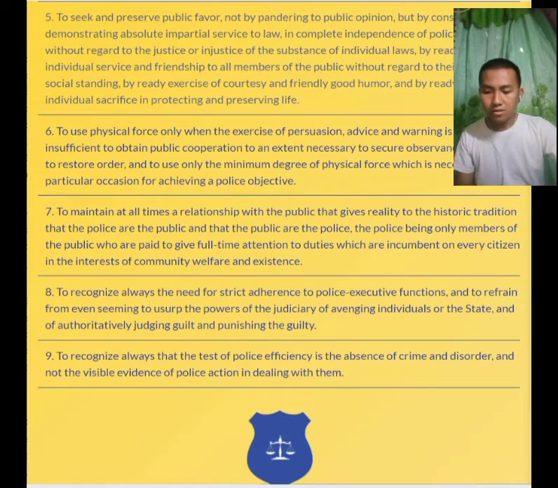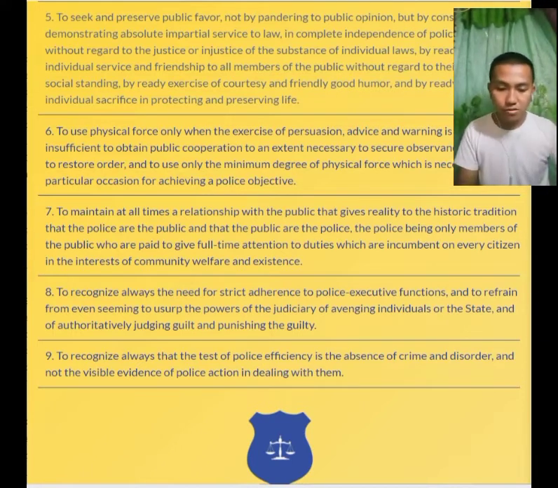So here it's just stating that the police must be equal in terms of enforcing the laws, and the social standing and wealth of the people doesn't matter.